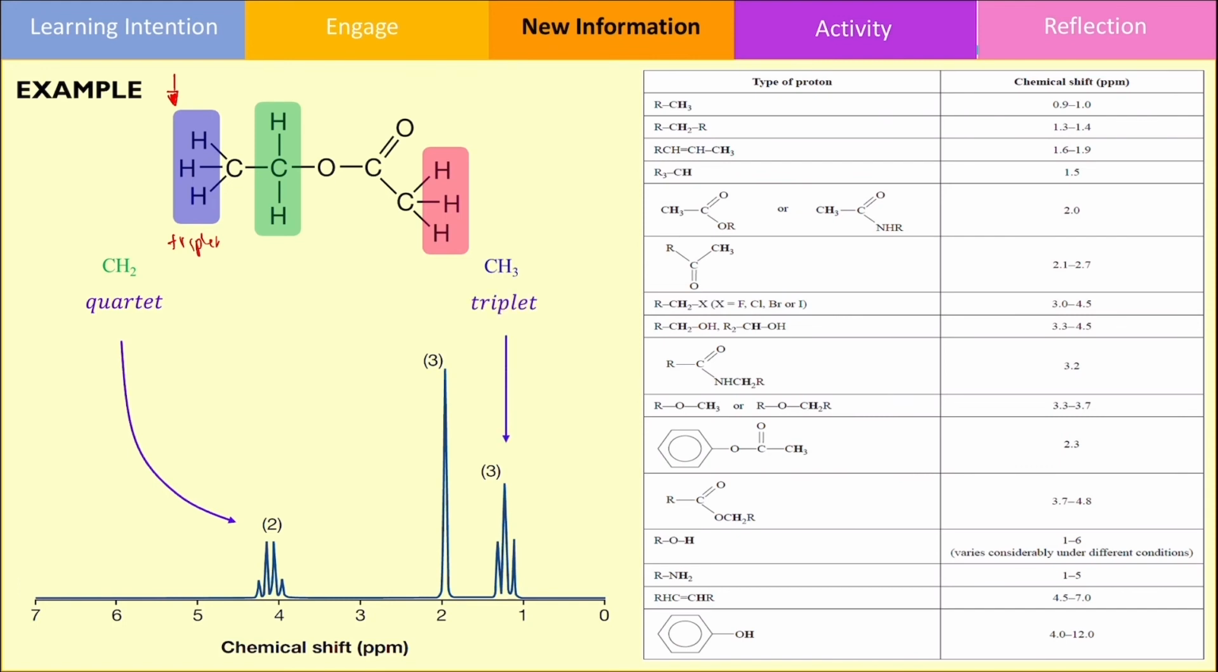If we look at the hydrogens that are found in this methyl group, notice that there are no hydrogens found on the neighboring carbon atom. And as a result of this, this is going to produce a singlet using the n+1 rule.